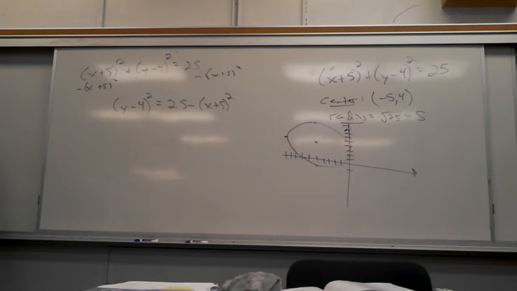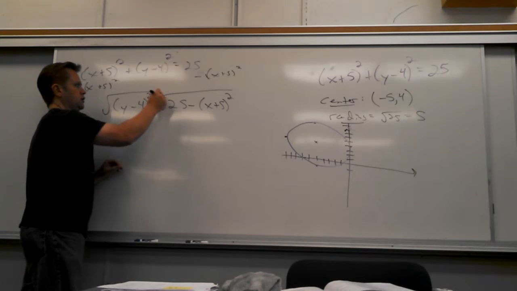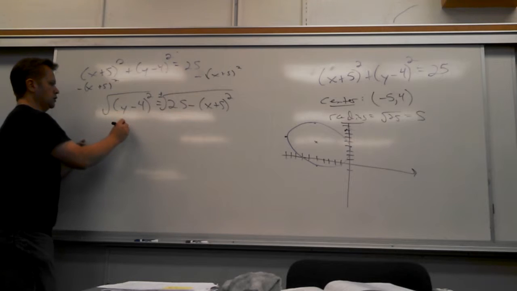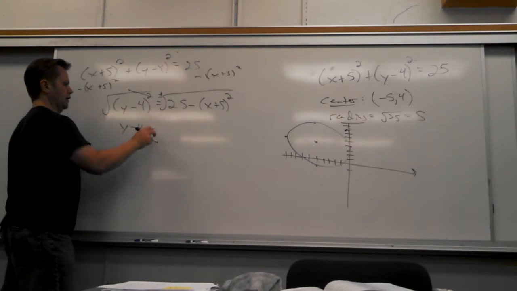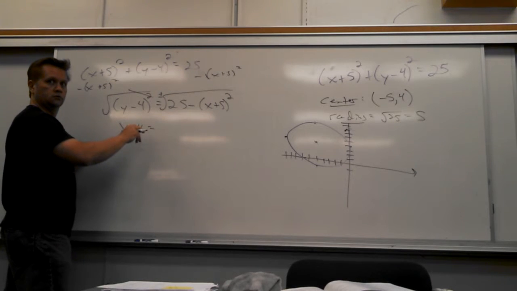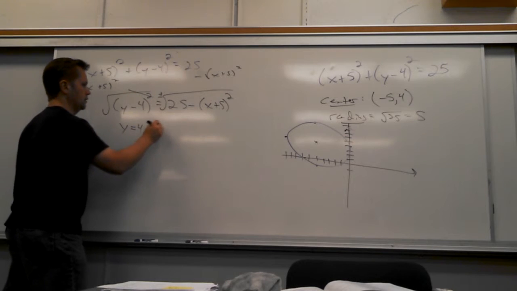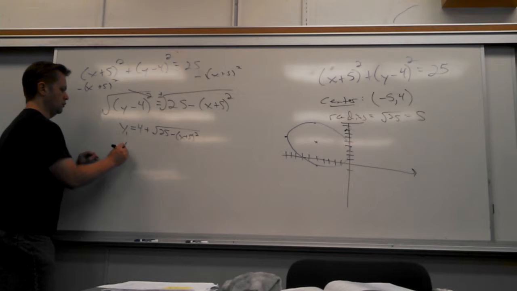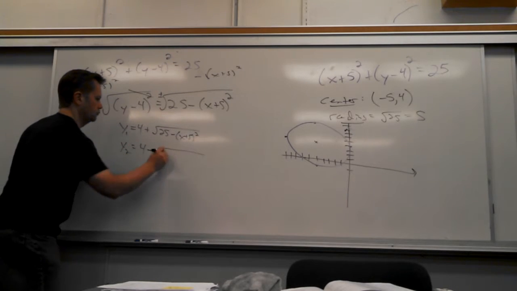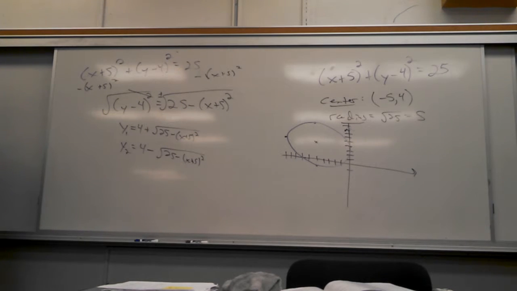And then you square root. Now the minute you square root, what do you have to do? How many equations am I going to have to plot? 2. And I'm going to add 4 at the end, to save some time. So it'll be 4 plus square root of 25 minus x plus 5 squared. So y1 will be that, and y2 will be 4 minus the square root of 25 minus x plus 5 squared. You like that? If you don't, too bad.